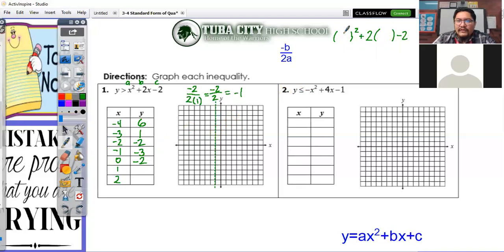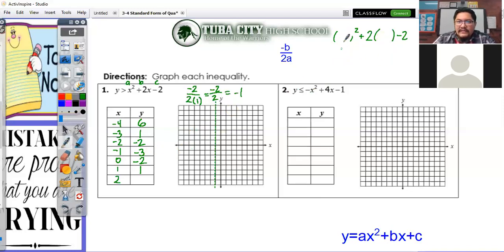And then here I have 1. So put 1 in here. 1 squared is 1. 2 times 1 would be 2 minus 2. So that -2 is still there. Put my positive numbers together now. So this is 3 minus 2. 3 minus 2 is 1. So put 1 right in there.